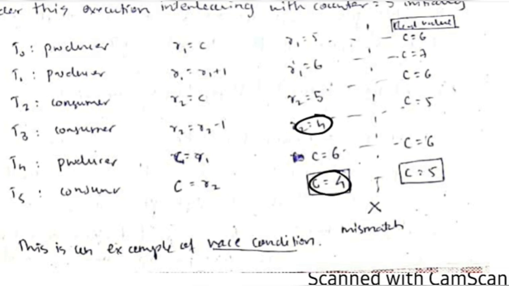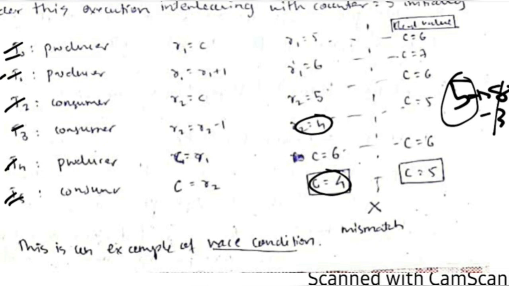But if you look, how many times did the producer produce the value? 1, 2, 3. So counter was 5, it should become 8, right? And the consumer consumed the value 3 times, so it should become minus 3. So it has made no difference, because 3 times it was produced and 3 times it was consumed. The counter should be 5 only, right? But see, we are getting a mismatch here, which is 4.